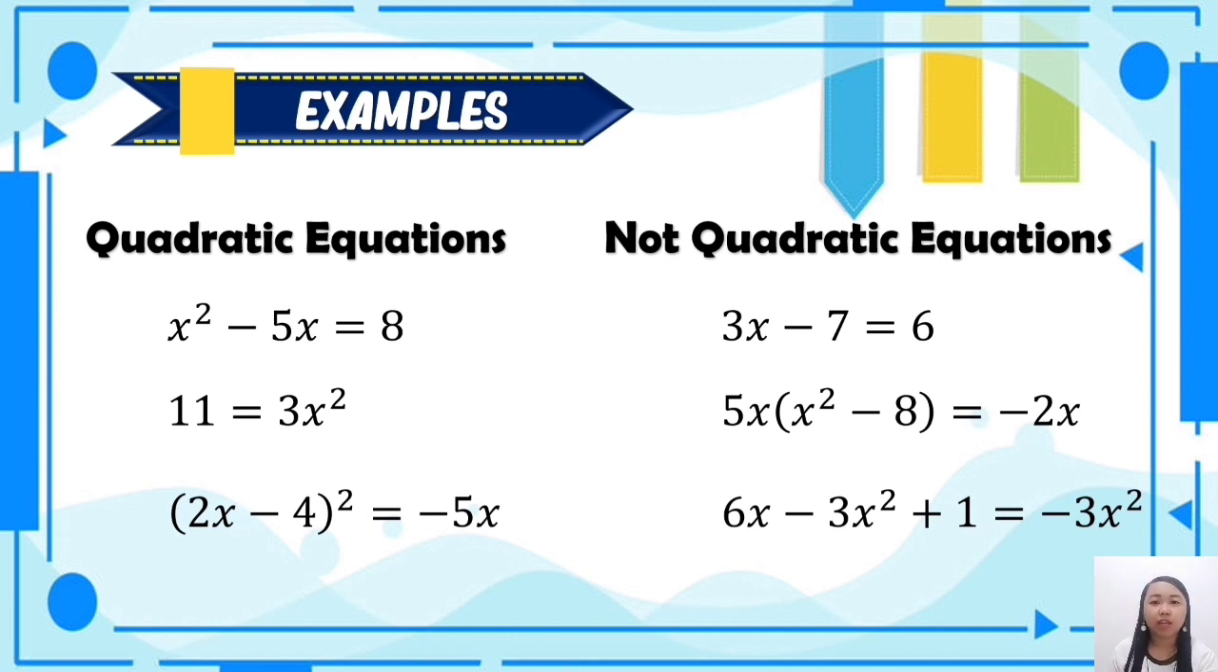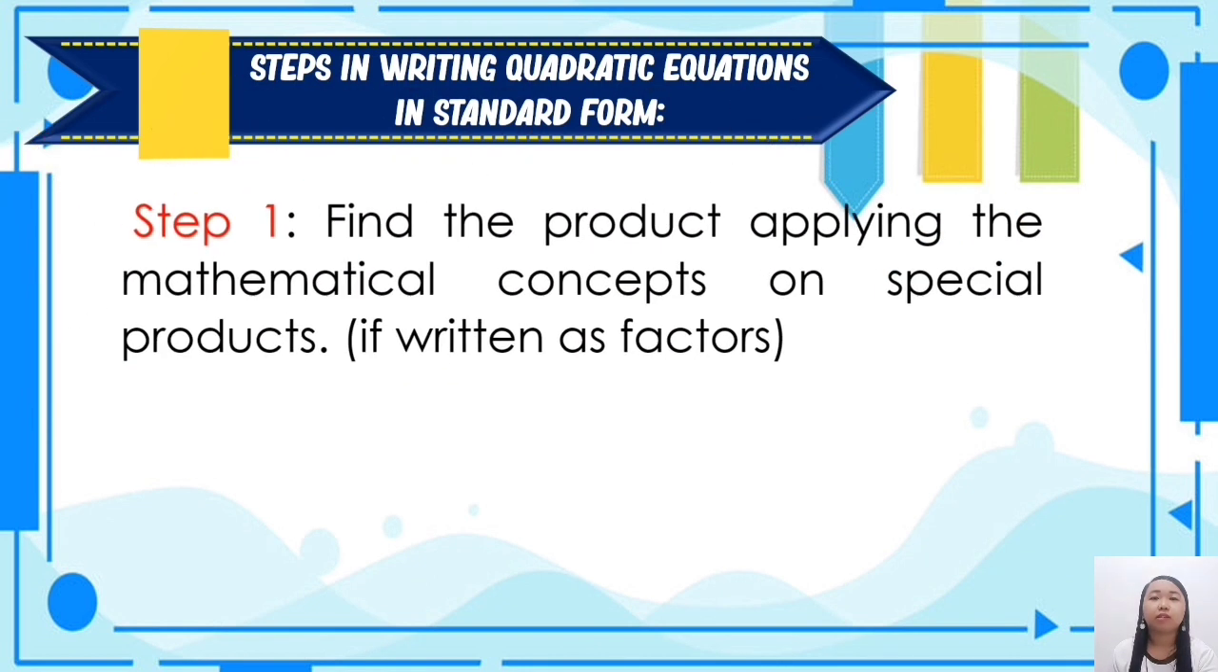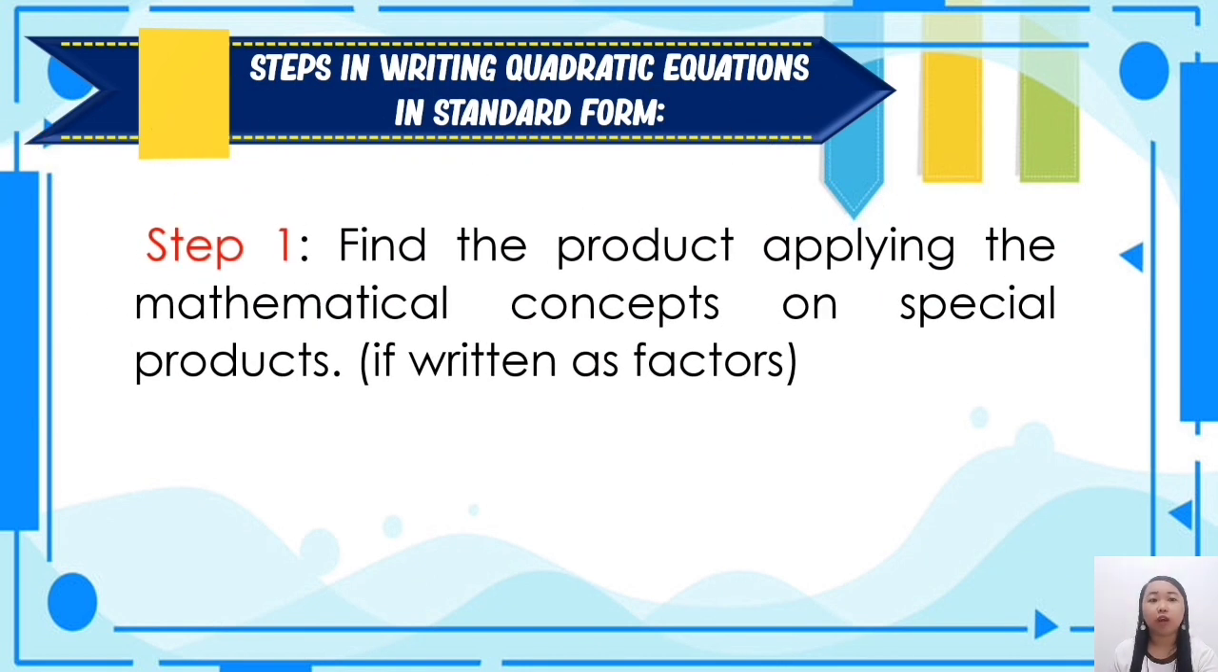Now, let's proceed to the next part. Steps in writing quadratic equations in standard form. Again, the standard form is ax squared plus bx plus c equals 0. Step number 1. Find the product applying the mathematical concepts on special products.